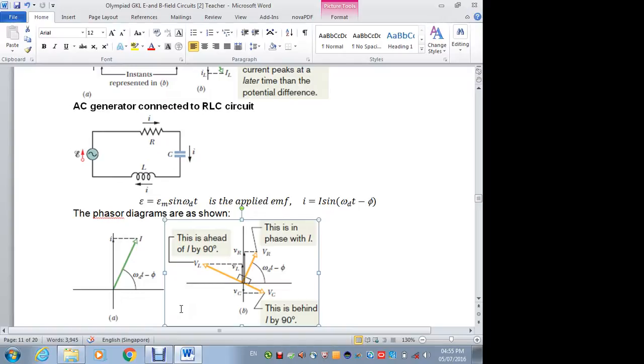RLC cannot... I think it's not useful. RLC in parallel, RLC series, it will be useful in, like, radio circuits, right? It will be useful.